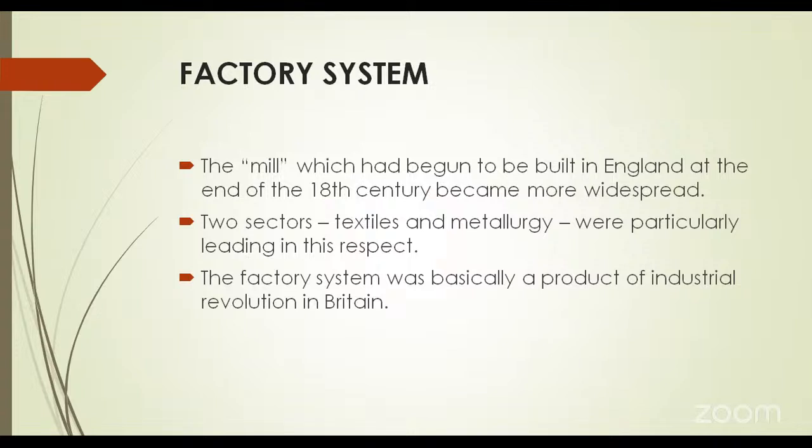The factory system was basically a product of the industrial revolution. So, the industrial revolution, again, all the conditions were right and things happened, for which there is a term called the Goldilocks effect, where the pudding was just right. The temperature of the pudding was just right for Goldilocks to eat that pudding.